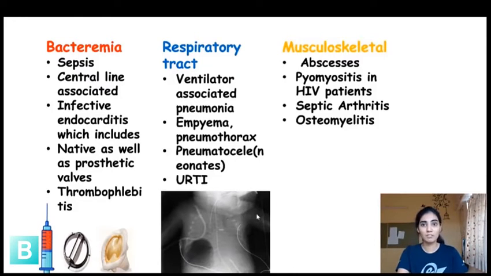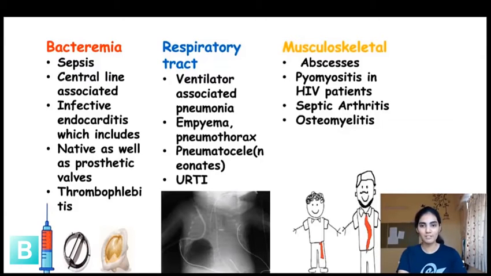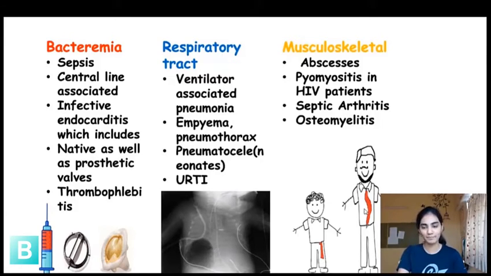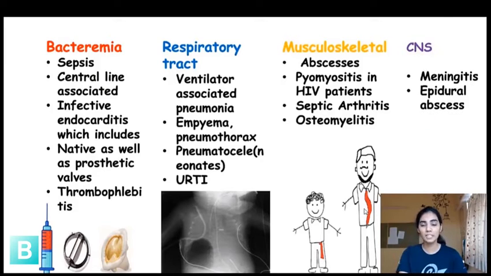It can infect the muscles, causing large abscesses, pyomyositis, septic arthritis, and osteomyelitis. Osteomyelitis in children generally affects the long bones, and in adults it usually affects the vertebrae. It can also reach up to the brain, causing meningitis and epidural abscess.